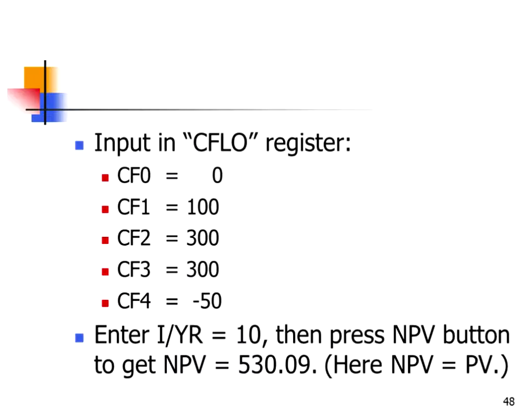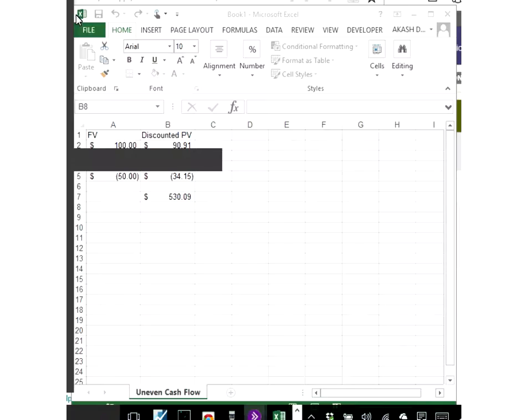Now, we can also use a calculator to do this uneven cash flow example. I'll demonstrate that on the Texas Instruments BA II Plus. So the way you do it is you need to enter the cash flows into the financial calculator. Let me show you how to do that. It may be a tricky thing for the financial calculator.